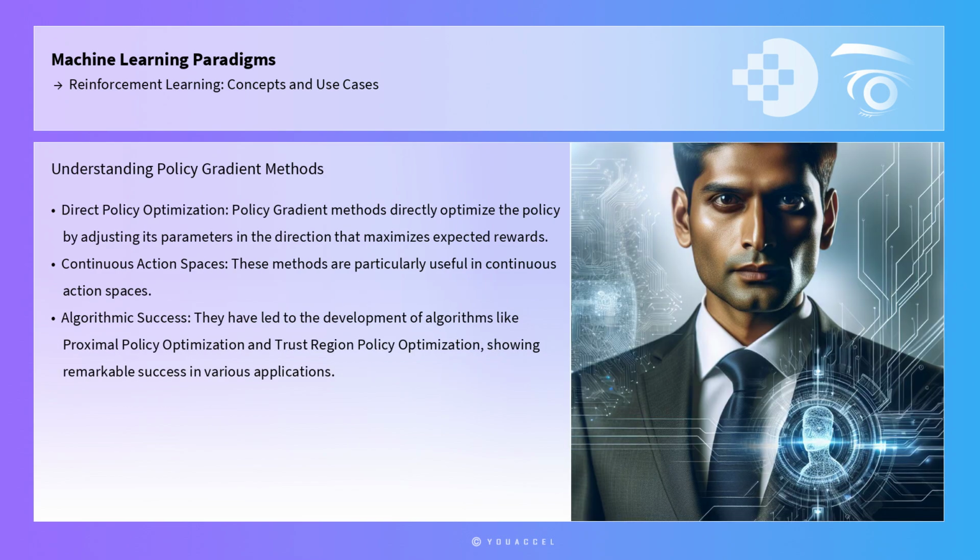Policy gradient methods, on the other hand, directly optimize the policy by adjusting its parameters in the direction that maximizes expected rewards. These methods are particularly useful in continuous action spaces and have led to the development of algorithms like proximal policy optimization and trust region policy optimization, which have shown remarkable success in various applications.